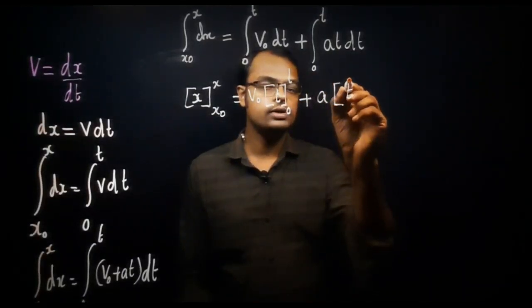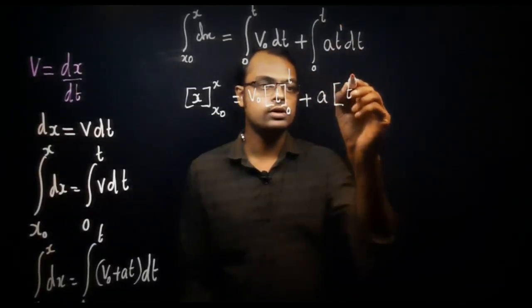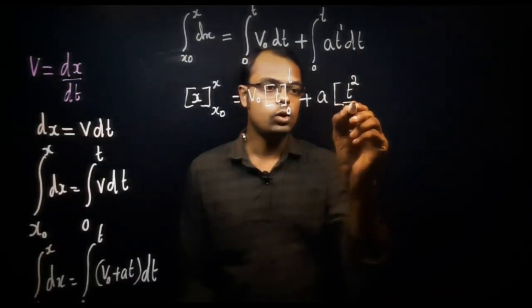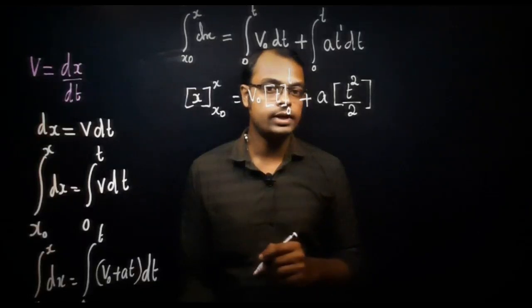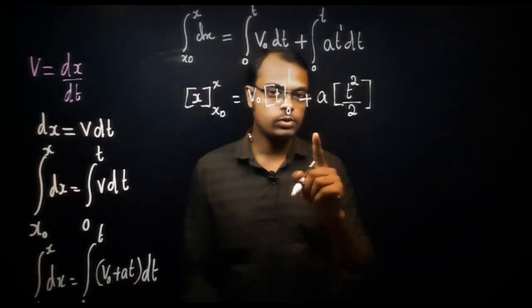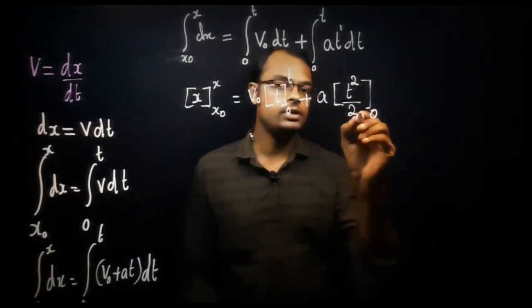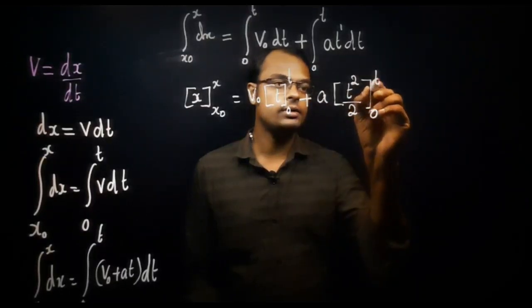T to the power n plus 1, here what is n? 1. So 1 plus 1 is equal to what? 2. All divided by 1 plus 1, that is equal to 2. Use the other formula, integral x to the power n dx is equal to x to the power n plus 1 divided by n plus 1. Limit apply 0 to t here.